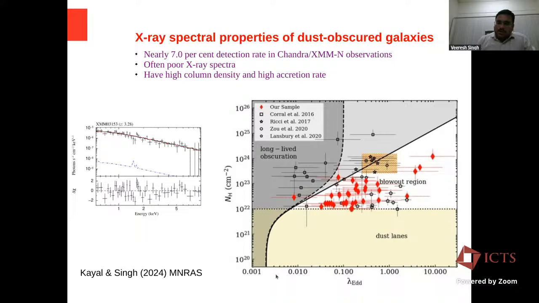And here is the column density versus Eddington ratio plot. Eddington ratio basically infers the accretion rate. And what we see is that most of these sources are, of course, obscured, with a column density of 10 to the power 22 or more. But in some cases we also find super-Eddington sources. And if you look at the X-ray luminosity, these are extremely luminous quasar kind of sources.